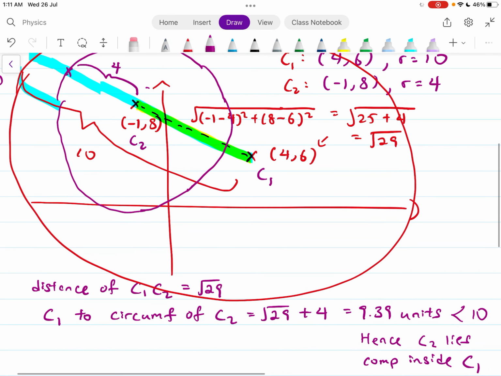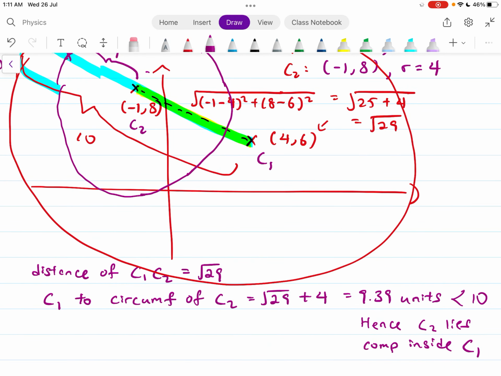So you just need to find the distance between C1 and C2, so it's square root 29, right? Then you add on 4 units, because the radius of C2 is 4 units, so it's roughly 9.39. So definitely it's less than the radius of C1. So then after that, it's proven. So that's how you do question 3.